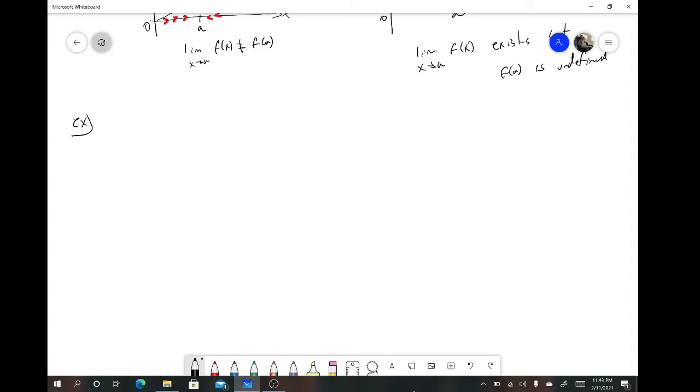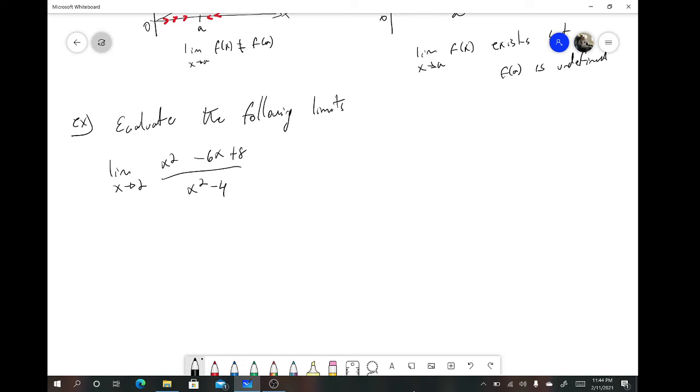So for example, take the following limits. So let's evaluate the following limits. We have the limit as x goes to 2 of x squared minus 6x plus 8 divided by x squared minus 4. If we notice here, we have a rational function. And when we have a rational function, we know that we could simply plug in the values that we're limiting to and then try to solve.